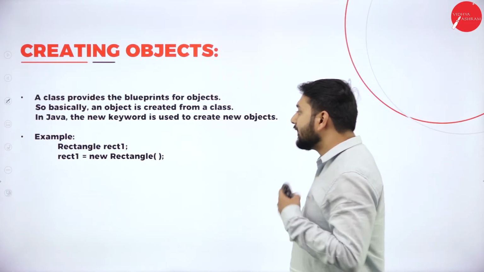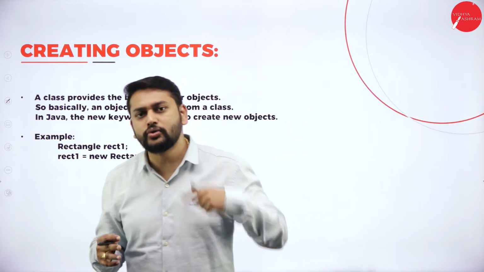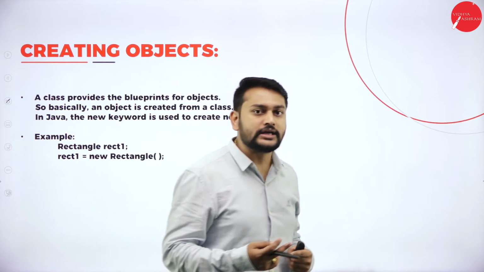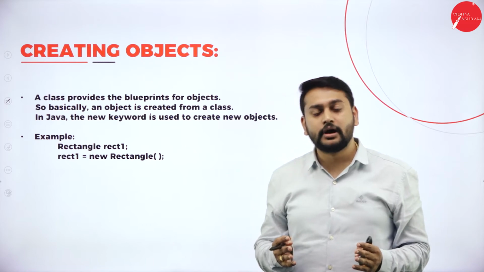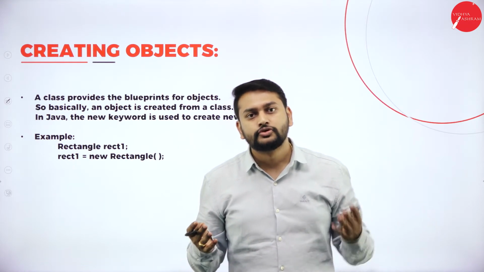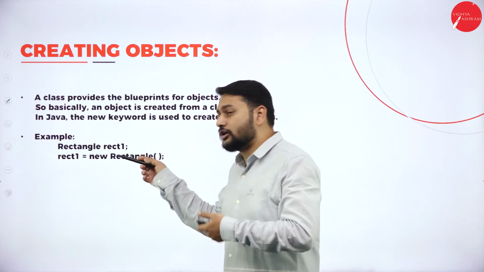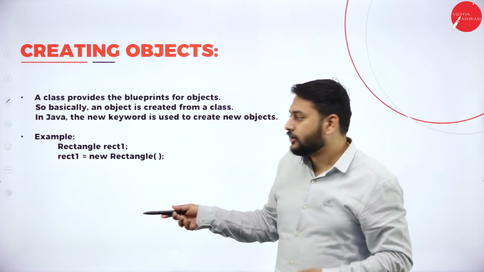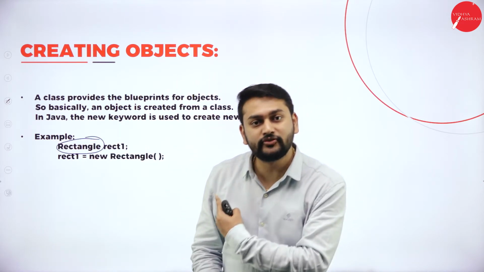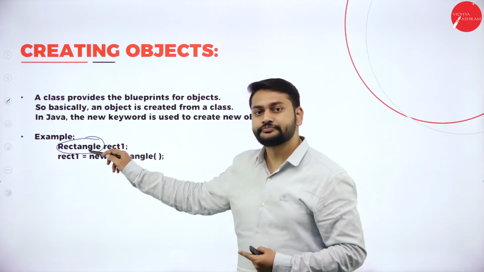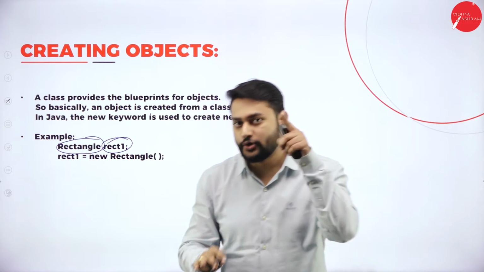Moving forward, creating the object. How do I create the object? What is the syntax? You all know how to define the class now, and you understood the syntax to create a method, but how do I create the object? You have to follow this syntax. I have written Rectangle rect1. What is the meaning of it? This is the name of the class. For this class, I am creating one object. The name of the object is rect1. That's what you need to remember.